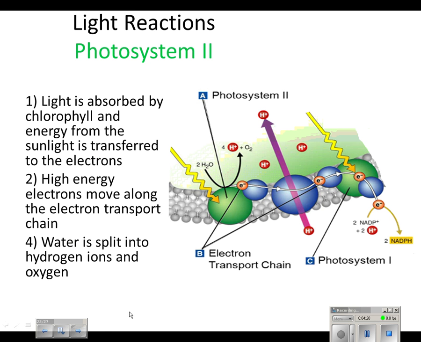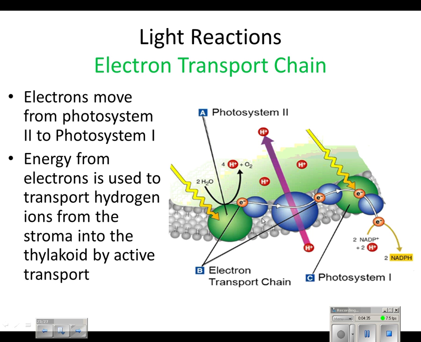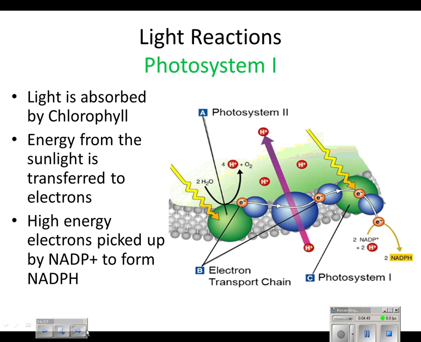Now, at photosystem 2, we talked about light being absorbed, and then we have high energy electrons moving down the electron transport chain, and water is split into hydrogen ions and oxygen. At the electron transport chain, we have electrons moving from photosystem 2 to 1. Remember, it goes 2 to 1. Energy from the electrons is going to be used to transport hydrogen from the stroma into the thylakoid by active transport. Now at photosystem 1, light again is absorbed by chlorophyll. The energy is transferred to the electrons, and the electrons are picked up by NADP plus to form NADPH.